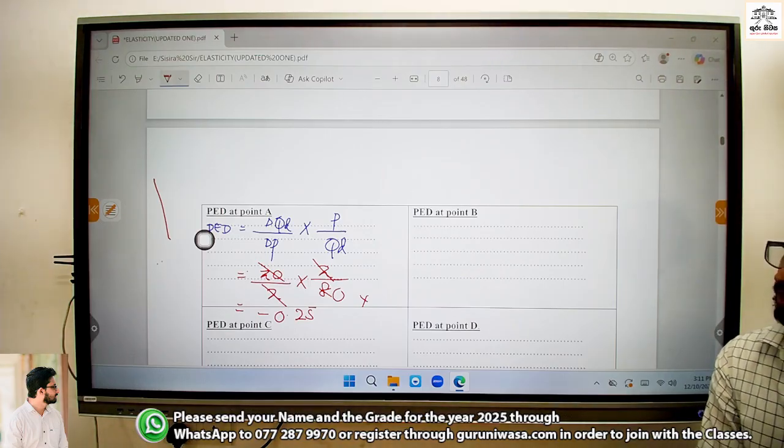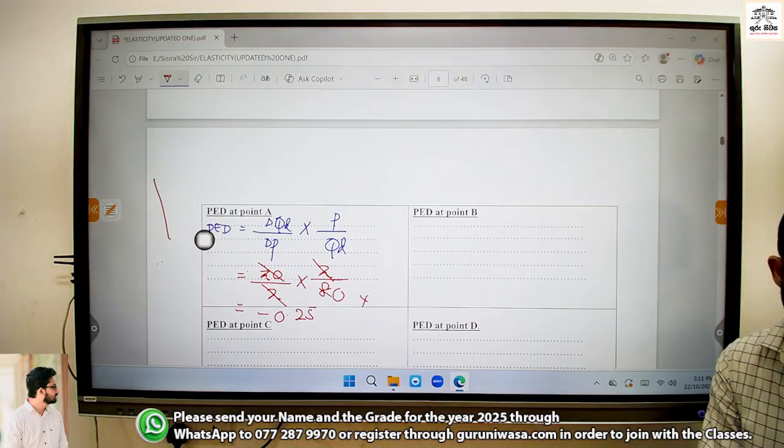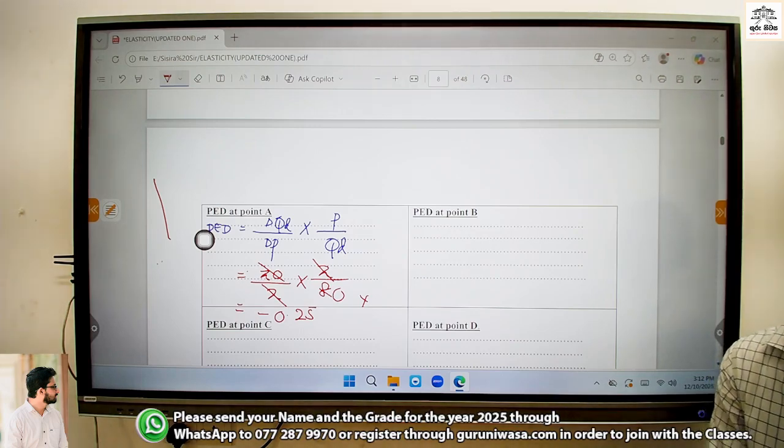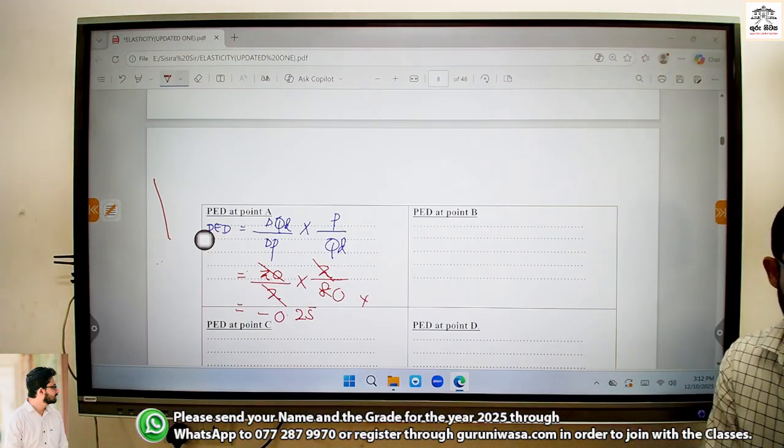You can see, in this equation, the first part of this equation, delta QD over delta P, doesn't change. At every point, the first part of this equation remains constant. The second part changes point to point. That's why the final answer changes point to point.